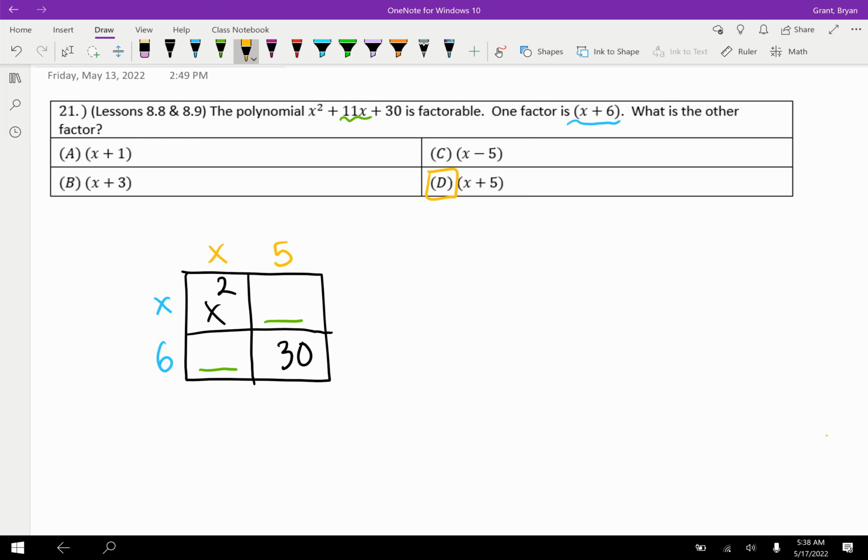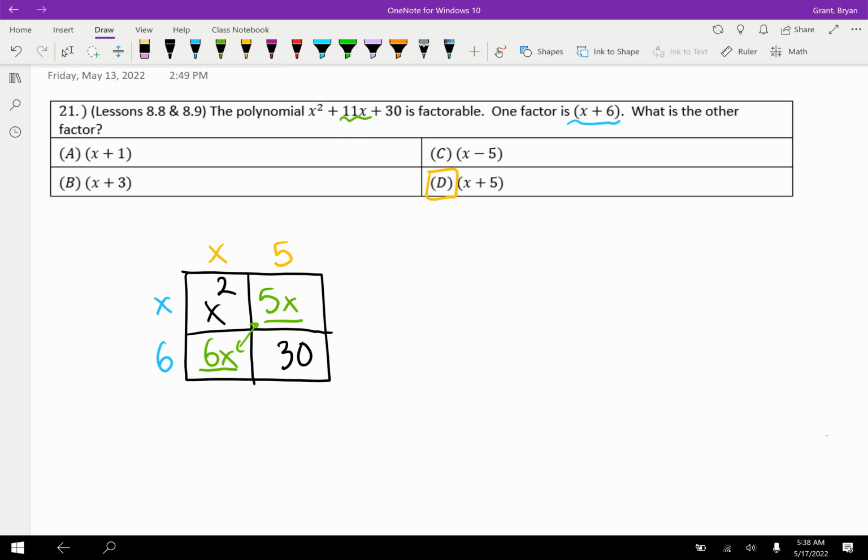We can continue to check this though, right? If you multiply out the rest of this box, x times 5 is 5x, x times 6 is 6x, and if you put these together, 5x plus 6x, doesn't that get you back to the 11x? Yeah, so we were able to find the factored form without going through all the steps.